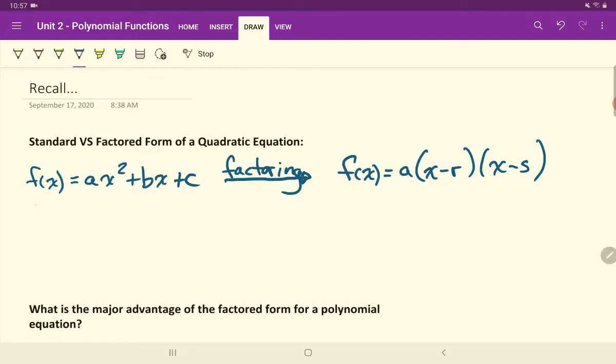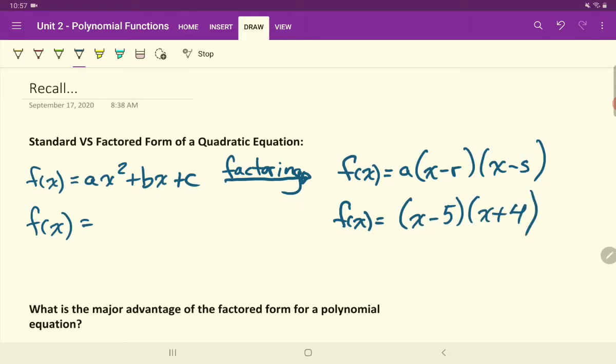Let's say with actual values, this equation here was x minus 5 times x plus 4. Let's just use that as an example. Notice I didn't put an a value. I'm assuming that a equals 1, just to keep an easier example. And then here, if we were to expand this out, doing first times the first, first times the second, second times the first, and second times the second, we would get the standard form of that equation.